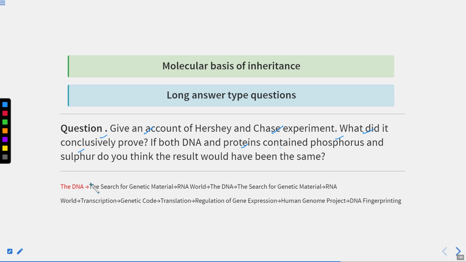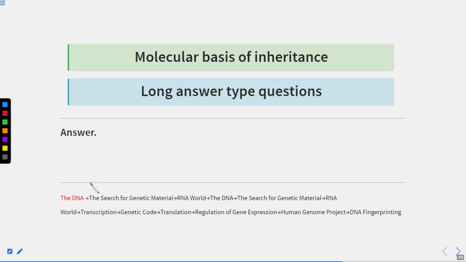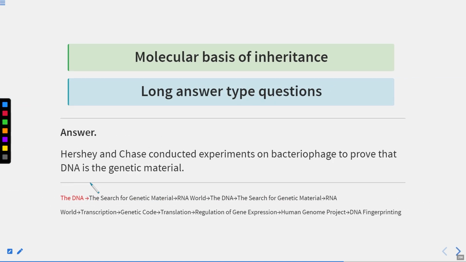So here they are talking about phosphorus and sulfur. Okay, so now we have phosphorus. Phosphorus is present in where? DNA. All right. And sulfur is present in the protein. So there are some sulfur containing proteins, and they are made up of these sulfur containing amino acids. Now let's talk about the answer.